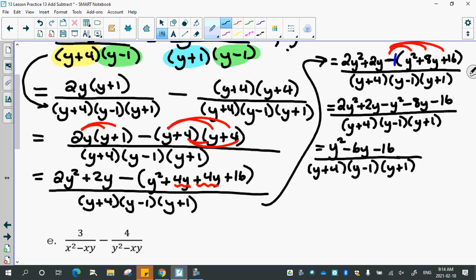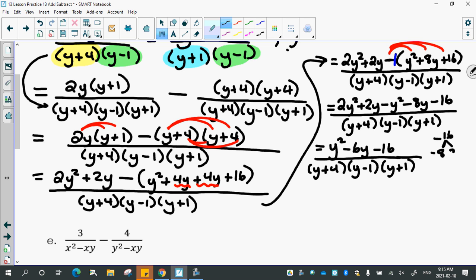So it took me 1, 2, 3, 4 steps just to expand and simplify the numerator. Okay? Because I do all that algebra carefully. So now I'm on this very last step where I check and see whether I can factor the numerator. If I could factor the numerator, what type of factoring would it be? A simple trinomial. So are there two numbers that multiply to negative 16 and add to negative 6? Yeah. What are they?